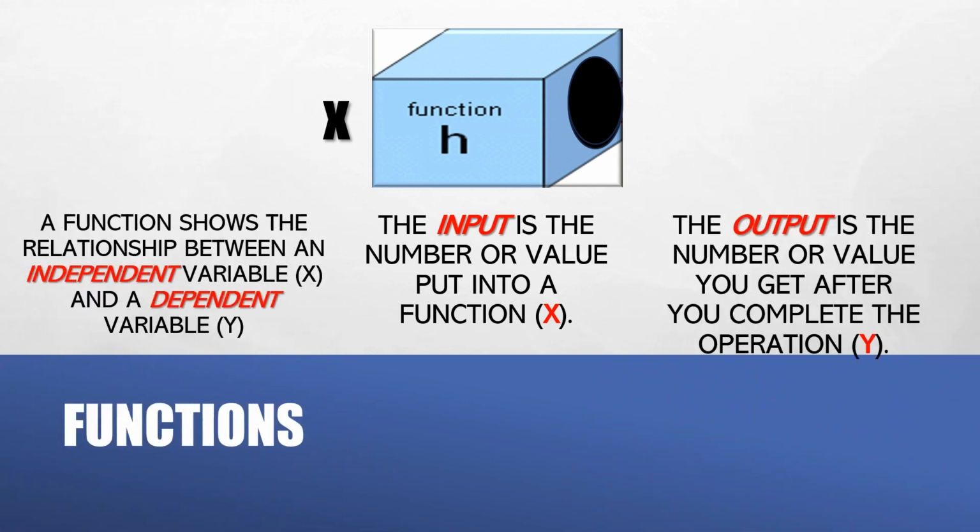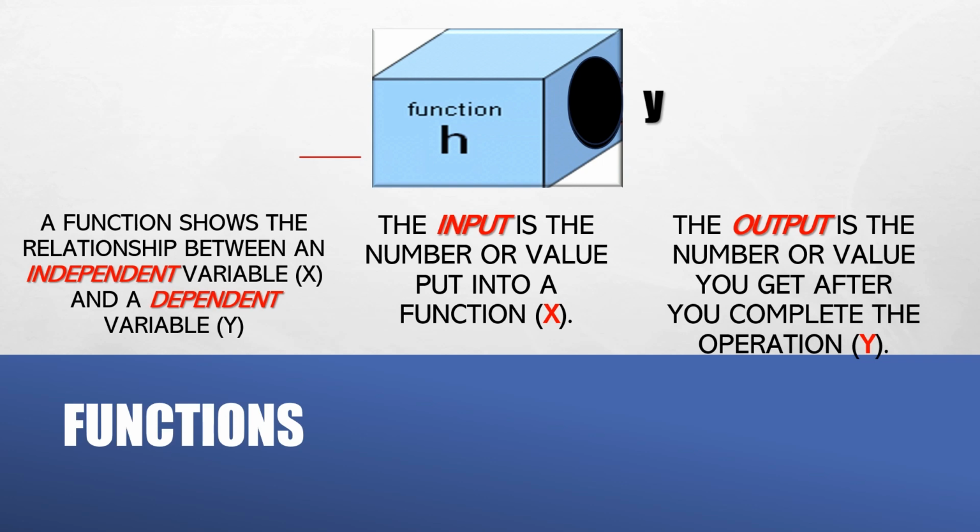A function shows the relationship between an independent variable and a dependent variable. The independent variable is x, and that's your input. That's what goes into the function. The output is the y value that you get after you perform the operations in the function.